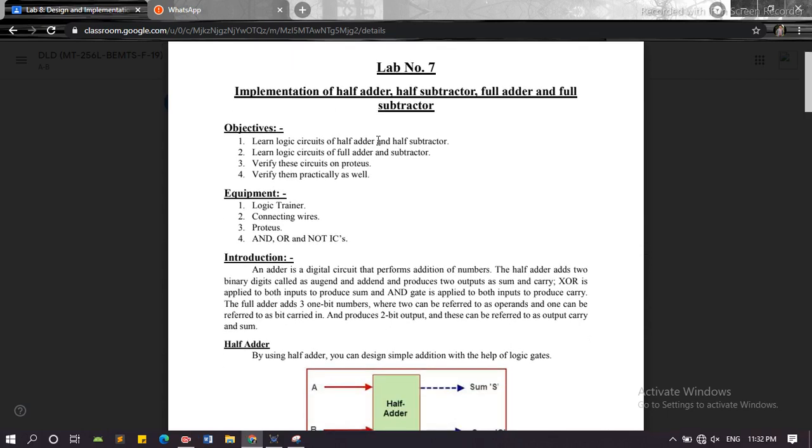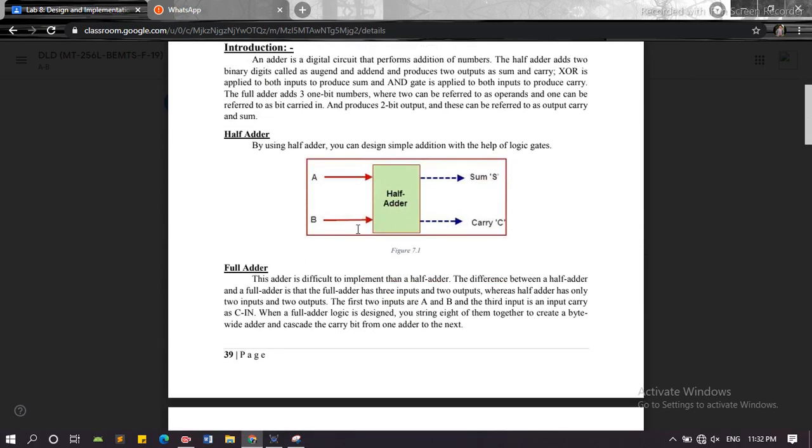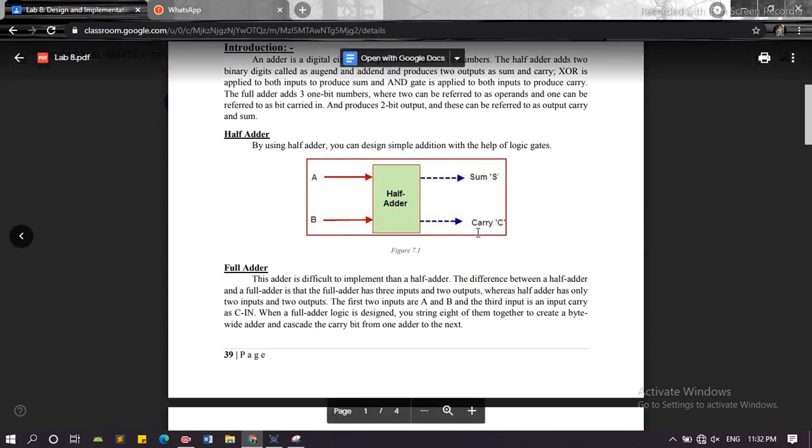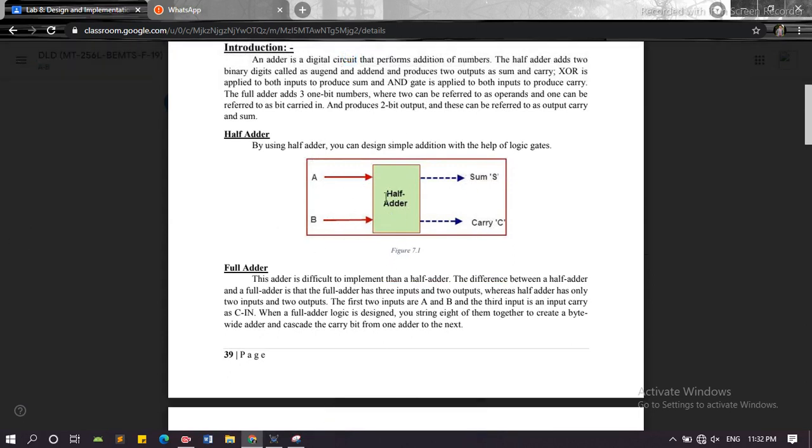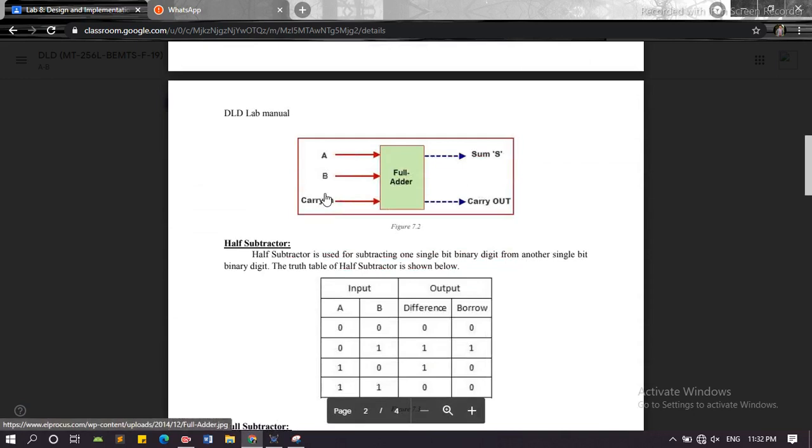The circuit of half adder. In a half adder there are two inputs, A and B, and one sum and carry out. There is no carry in in a half adder. The difference between a half adder and a full adder is that there is a carry in here, along with the two inputs.